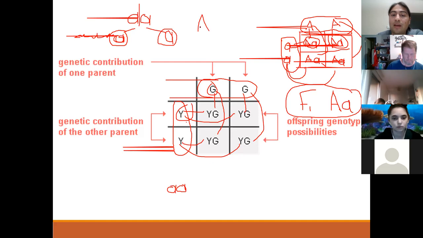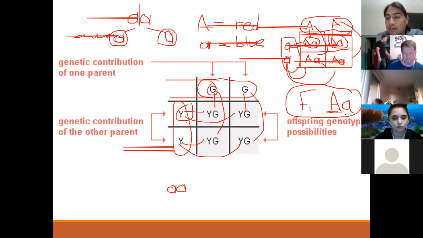Say, for example, A is for red, like a red color of something. And then lowercase a is for blue. So in phenotype, if we have this dominant red over here, that means that this one is going to be expressed over the recessive allele, which is depicted as a lowercase. And then we will see that 100% of this F1 generation is going to be red, okay?